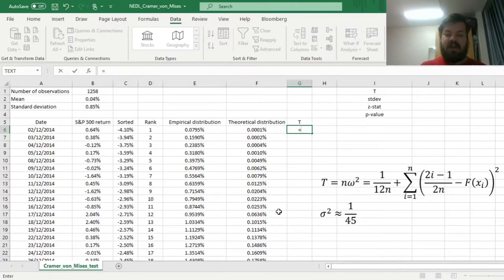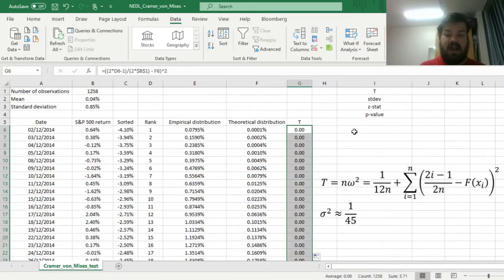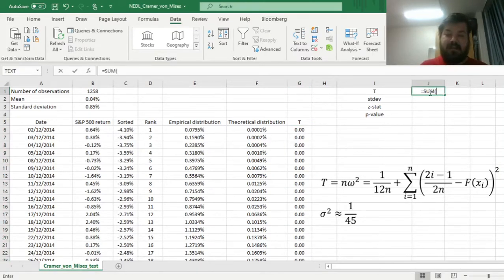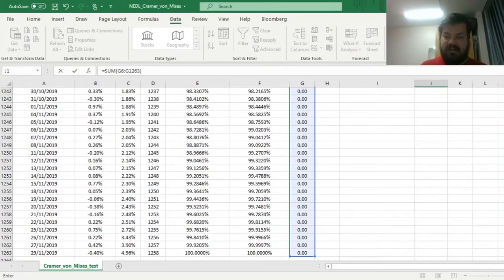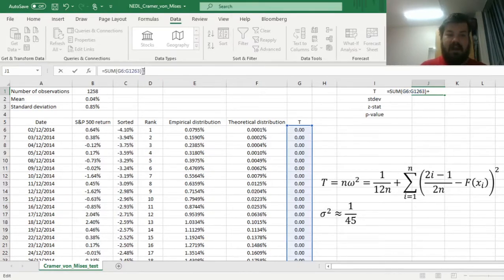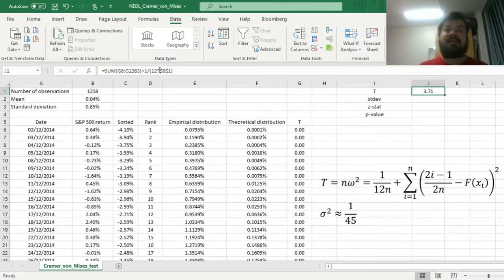But here we just need to calculate the difference between 2 times the rank of this particular observation minus 1 divided by 2 times the total number of observations and subtract the theoretical distribution function, and then this whole parenthesis should be squared. And then we can bottom right click it all the way down and calculate the total stat for the Cramer-von Mises test, this T, large T stat, by summing up all of our results for each and every observation as given by this formula, and add 1 divided by 12 times the number of observations. And this wouldn't change the result much, but this is relevant for small sample sizes, when we have, for example, only 20 observations, or only 30 observations, and so on and so forth. This gives us a large T stat of 3.71, and now we need to check whether it's statistically significant or not.